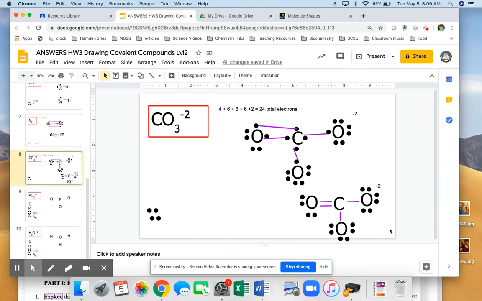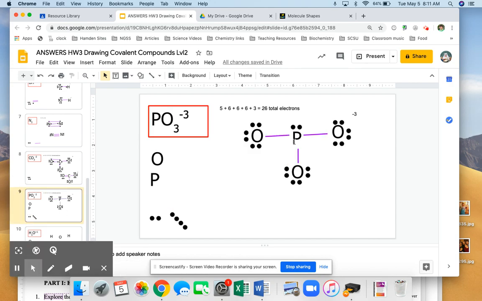Total electrons. And we want to make sure that all of the atoms have 8. 2, 4, 6, 8, 2, 4, 6, 8, 2, 4, 6, 8, 2, 4, 6, 8. And we show our formal charge there. I'm going to do the last 2, just show you the cleaned up copy.